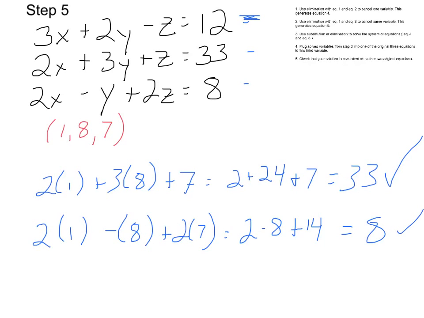So that concludes our lesson on skill number 23. Our solution was 1, 8, 7, which means the variables x, y, z, if they were 1, 8, 7, would satisfy all three of the original equations to our system.